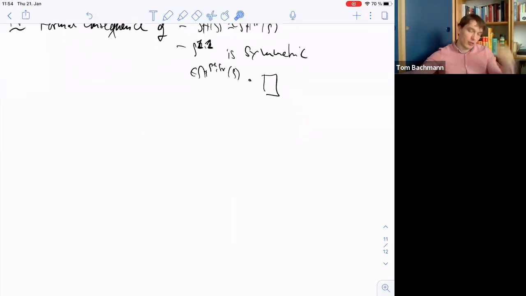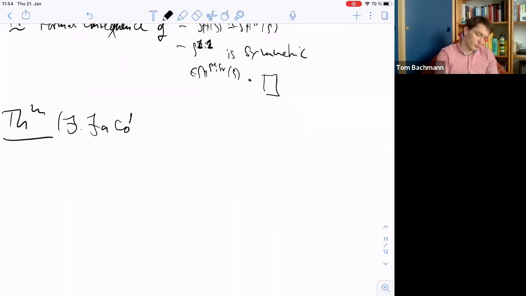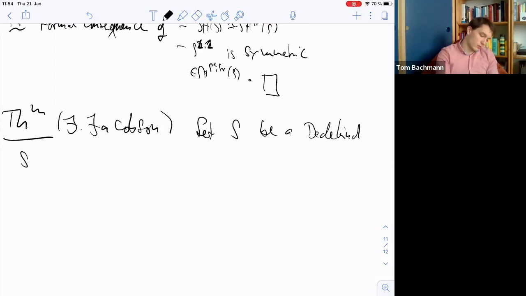So now how are we going to use this? Well, I want to use this eventually to produce the little kw, and to produce it in a manageable way. And so I'm going to use the following theorem of Jeremy Jacobson. What this is going to require is that S is a Dedekind scheme, which I suppose means that it is locally Noetherian, regular of dimension one, something like that. Finite, a disjoint union of spectra of Dedekind domains.